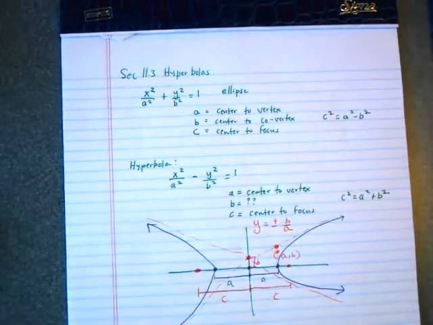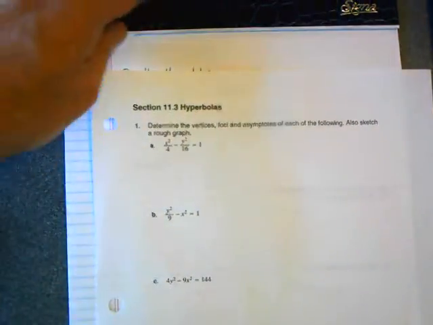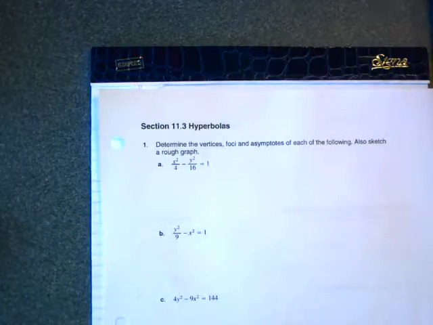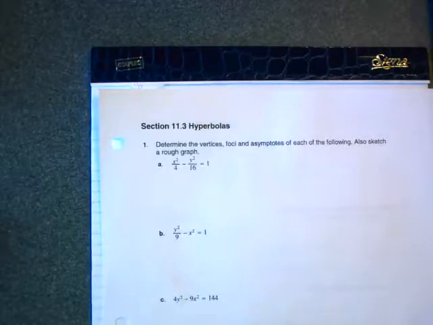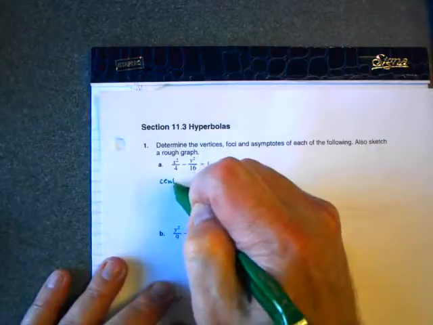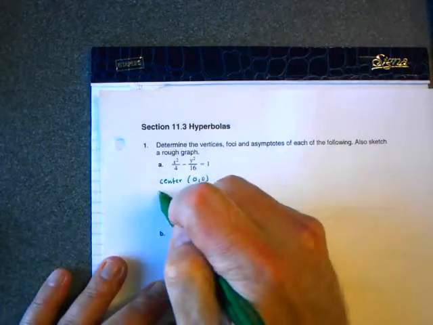All right, so for example, let's try this one. Determine the vertices, the foci, and asymptotes of each of the following. Also sketch a rough graph. I should also have said find the center, but that's pretty obvious. What's the center for this one? 0, 0.